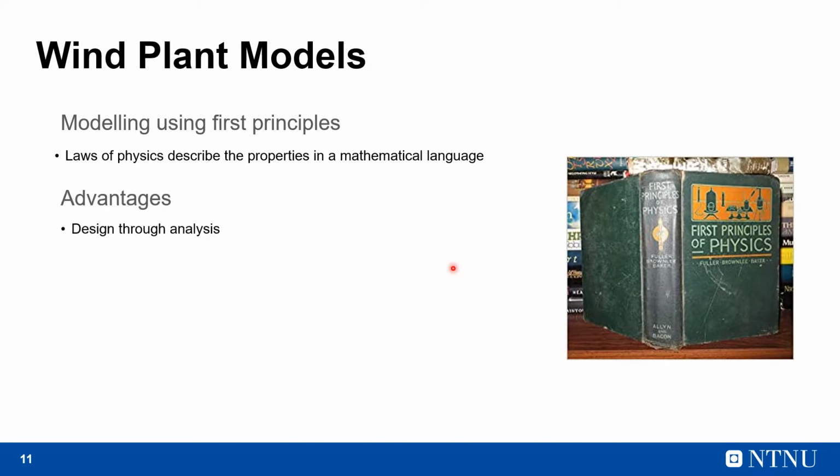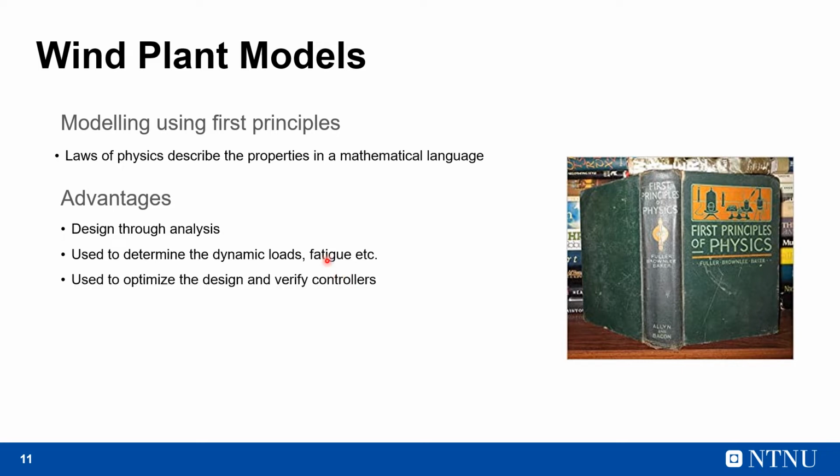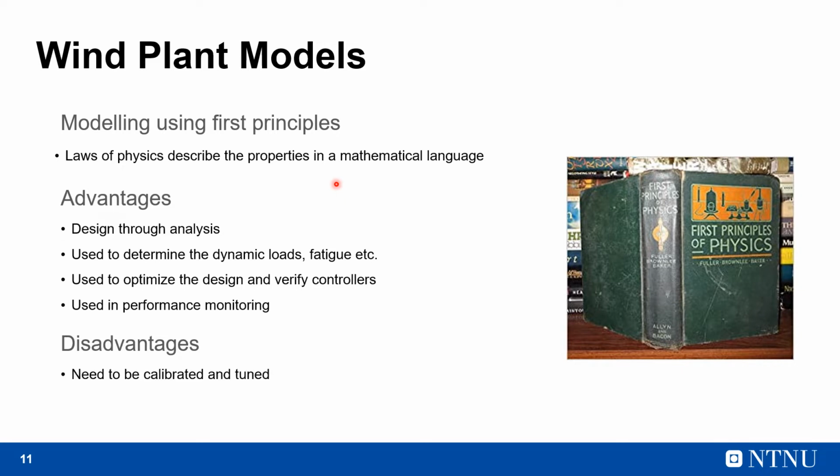So the advantage of using the first principles model is that you can carry out design through analysis. You have a model before the system is built, and you can use that model to determine the dynamic loads, fatigue, and based on that you can optimize your design and verify controllers. You can use the model for performance monitoring. The disadvantages are that the model needs to be calibrated and tuned. Often there are differences between the actual system that is built in terms of the properties of the materials that were used, in terms of the tolerances, and these can all cause significant differences in the predicted dynamics.